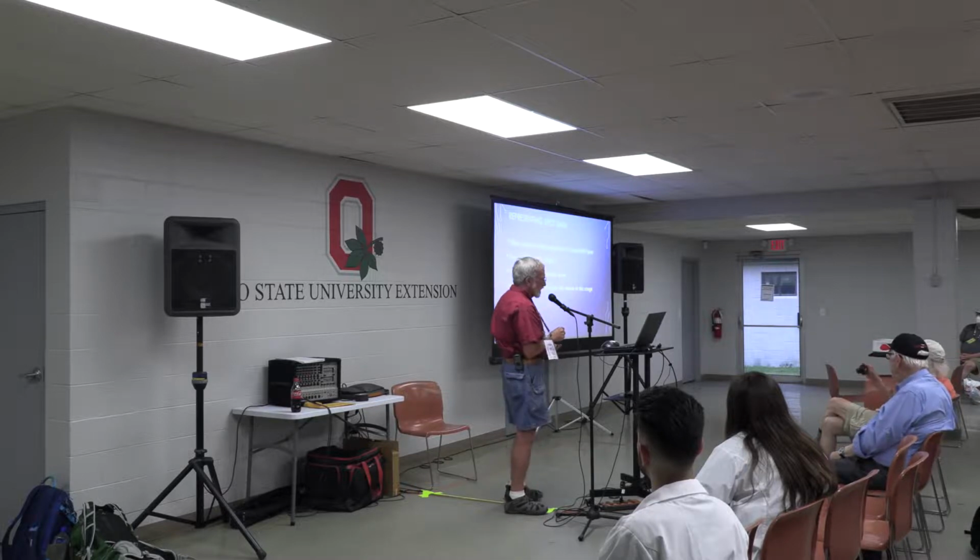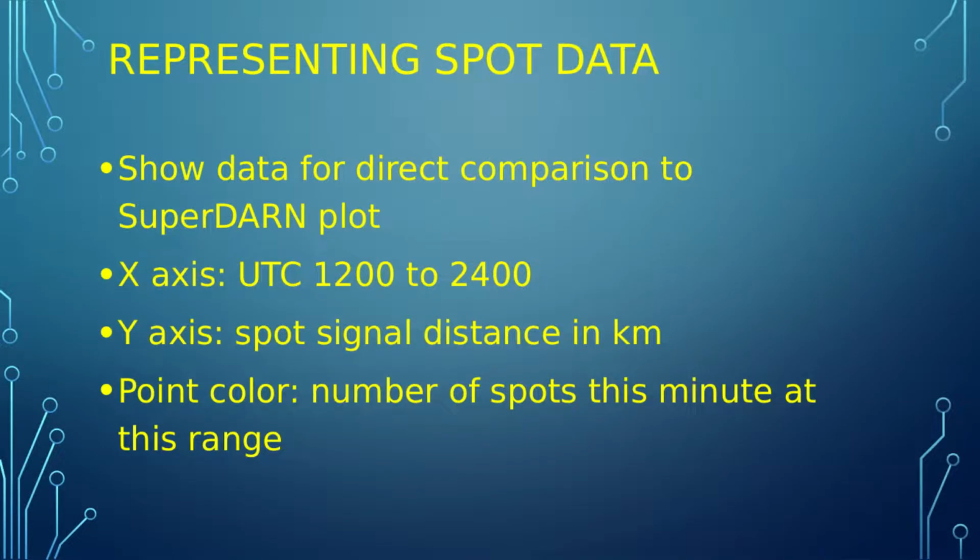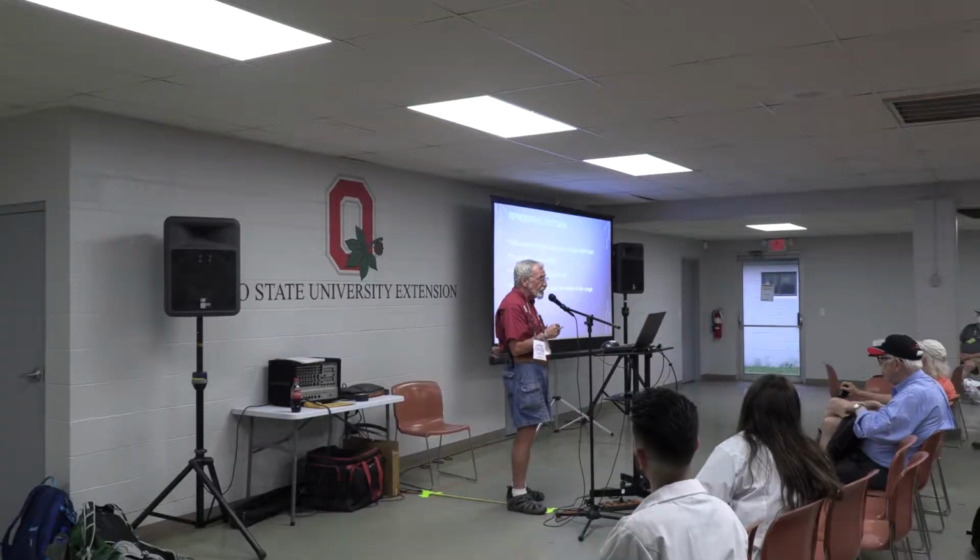So what do we look at? The x-axis. Okay, first, I'm doing this just with data from 20 meters because it's very clear. It's a tractable problem. And I'm just looking at it from 1200 to 2400 UTC in North America, because that's when the band is open during the day. That's when 20 meters is open.